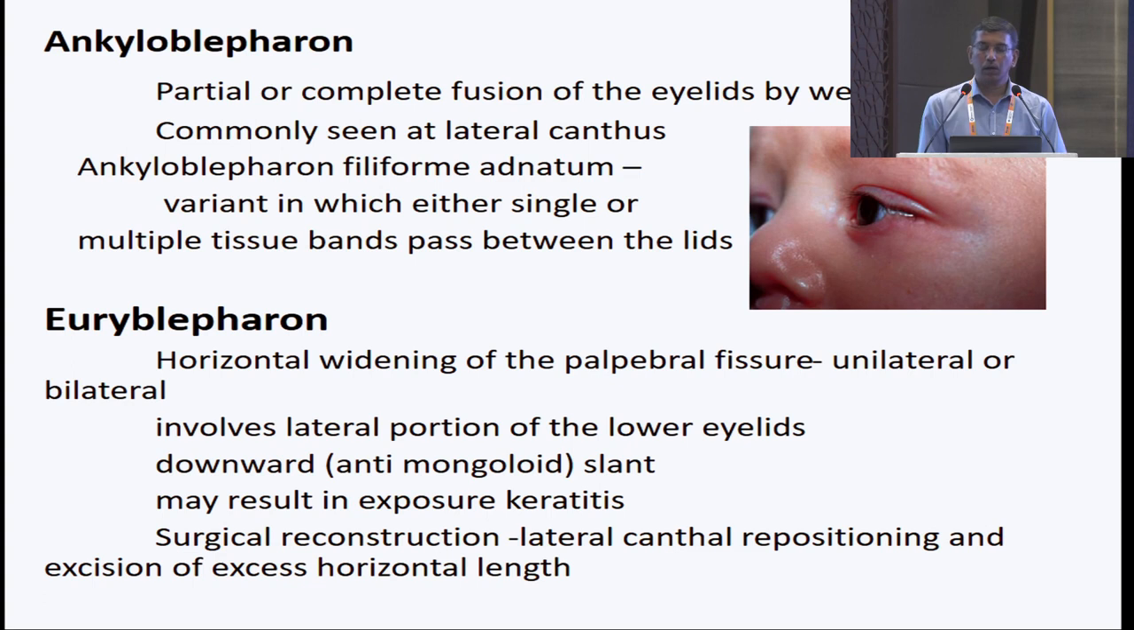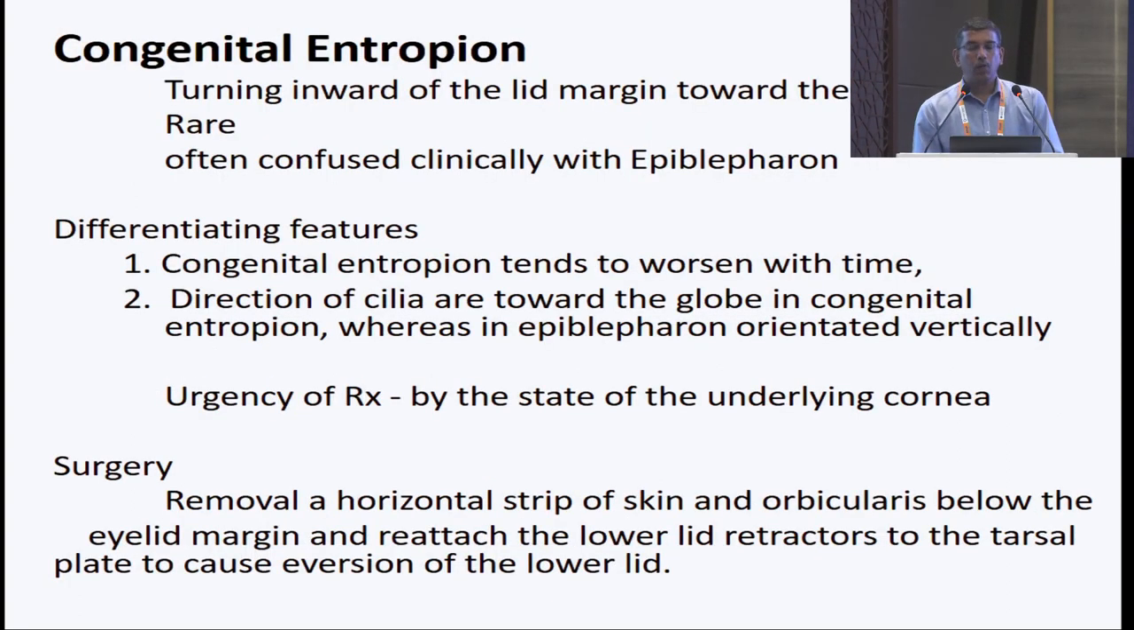Euryblepharon, where there is horizontal widening of the palpebral fissure, a horizontal increase in length as opposed to the shortening as seen in BPES. It's not common, but otherwise to be treated conservatively, and surgical reconstruction if required, then lateral canthal repositioning. Entropion and ectropion congenitally are seen rarely. Entropion is more common than ectropion.